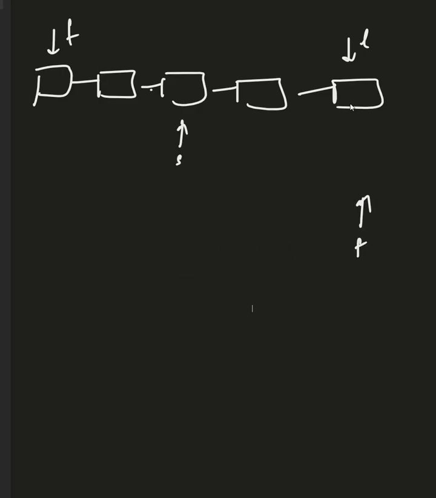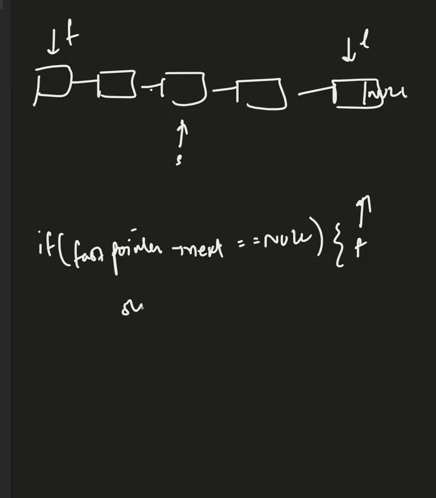Now my fast pointer has reached the end of the linked list and my slow pointer is pointing at the middle. So if you look at this closely, can I not add the condition: if fast pointer's next, what's the next of fast pointer here? Null. It is equal to null. Then my slow pointer will actually be the middle. So the slow pointer will then be pointing towards the middle.